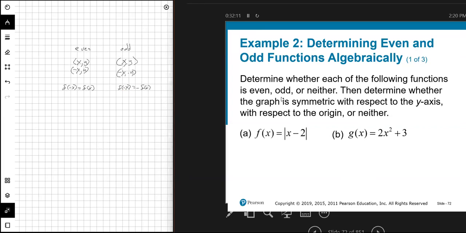So in other words, every single sign will change. If it was plus, it becomes minus. If it was positive, it becomes negative. It's very important. All the signs change. So for it to be an even function, none of the signs will change. And for it to be an odd function, all of the signs change. If some of the signs change, but not all of them, then you have a neither.